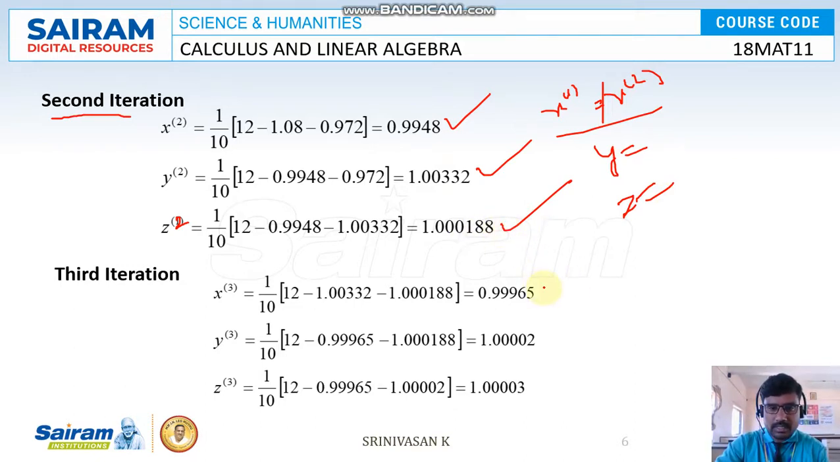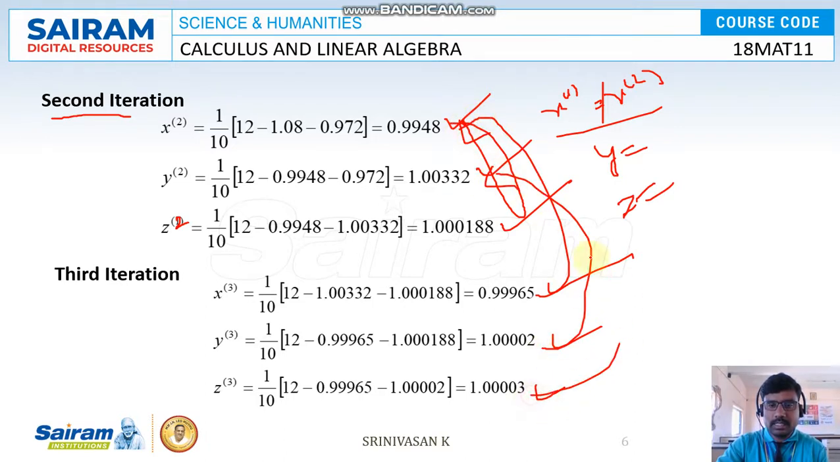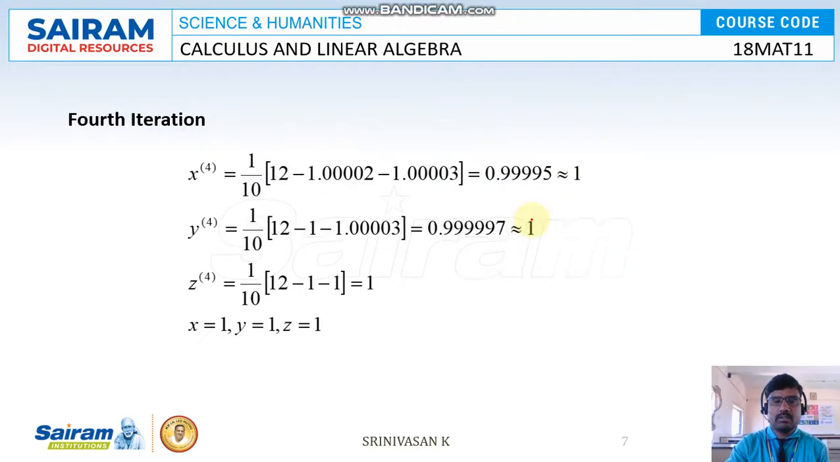Okay, next we can substitute these three values in the equation. We get x3, y3, z3. Now compare this one and this one, and this one and this one, and z with z. Two consecutive values are not equal. So next step, the fourth iteration, we can substitute.